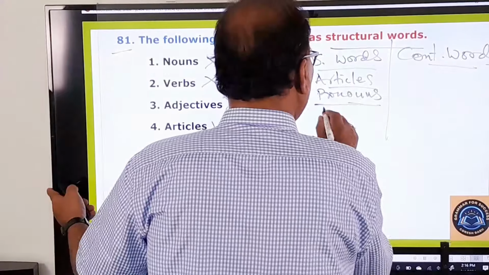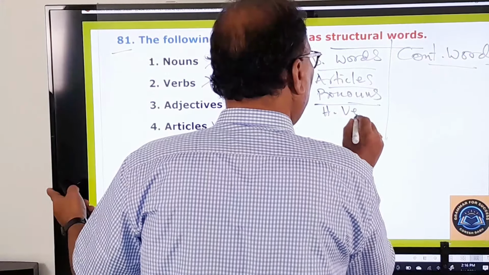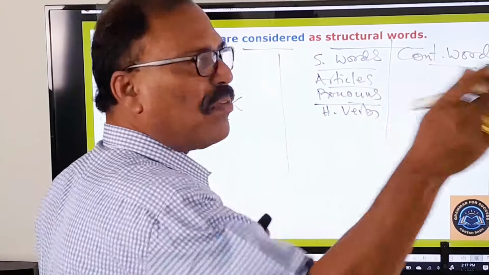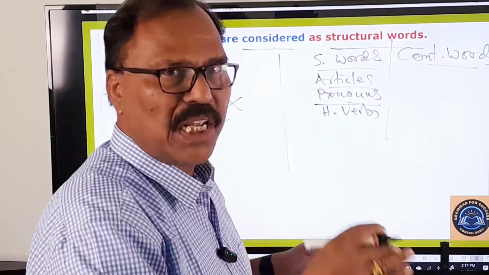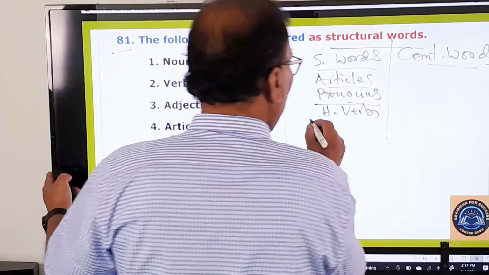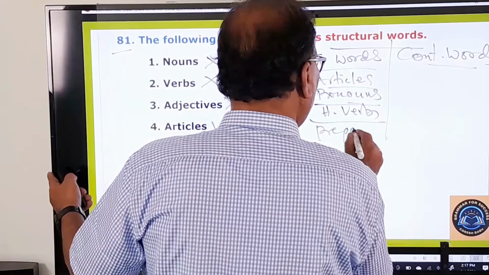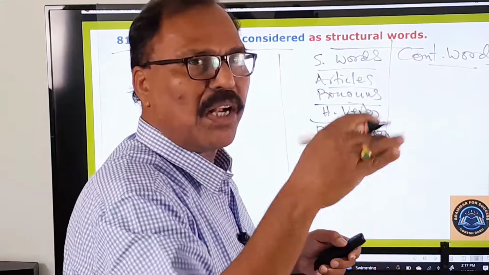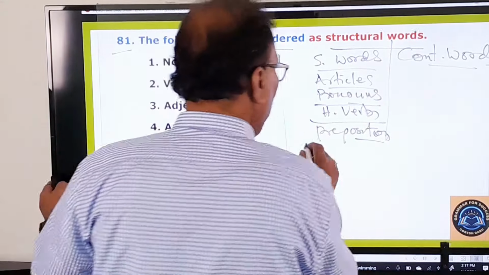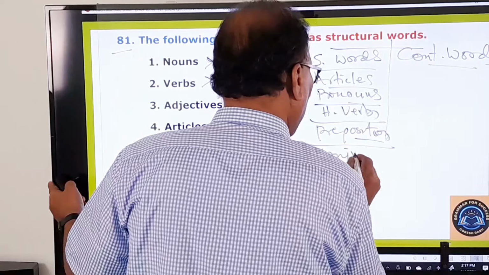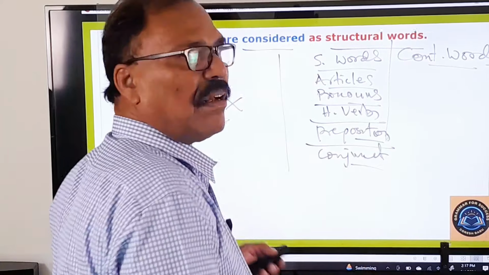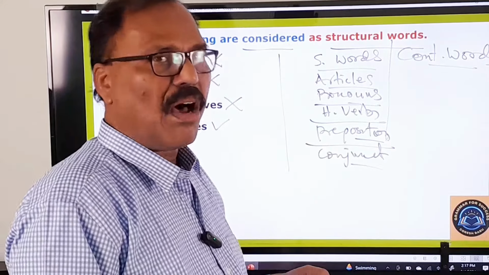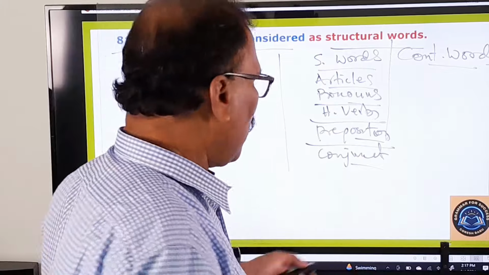Then comes what? Helping verbs: am, is, are, was, were, have, has, had, do, does, did, shall, should, will, would. These are all helping verbs. And then prepositions. What are the prepositions? In, on, at, by, with, from, to, under, all these things are prepositions. And conjunctions: and, but, still, or else, after, before, till, until, all these are conjunctions, you know.